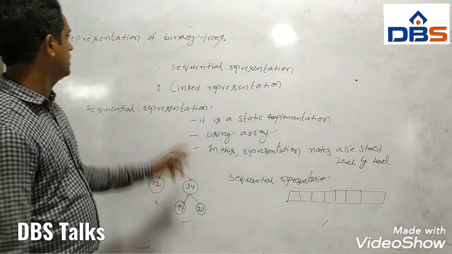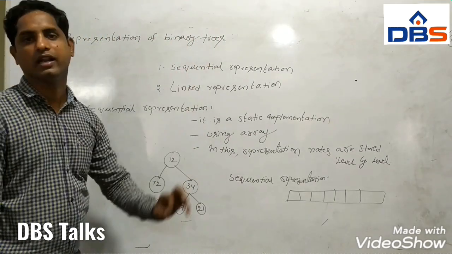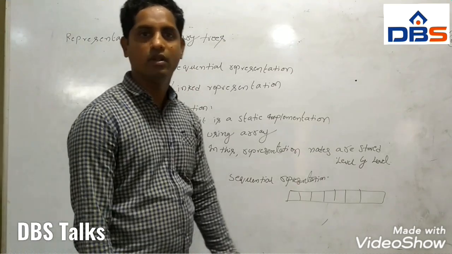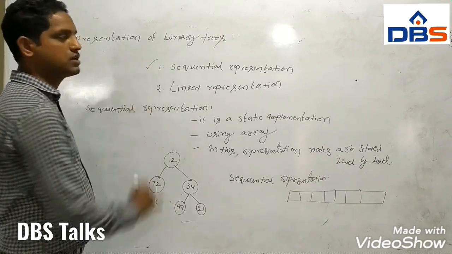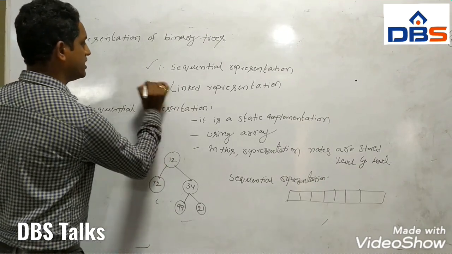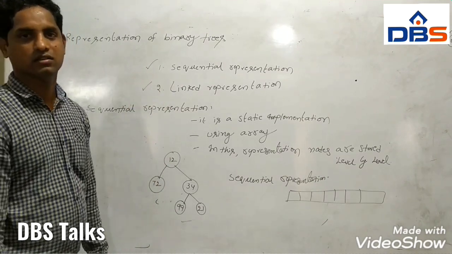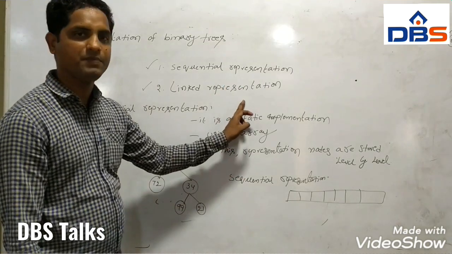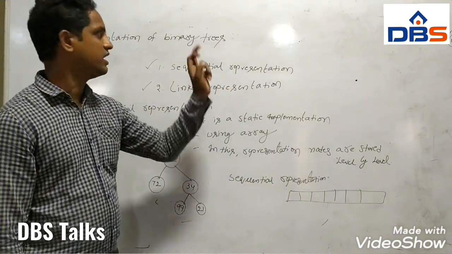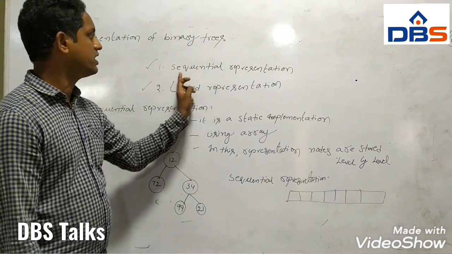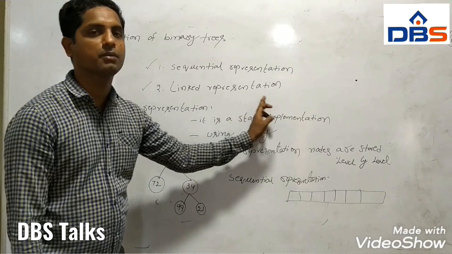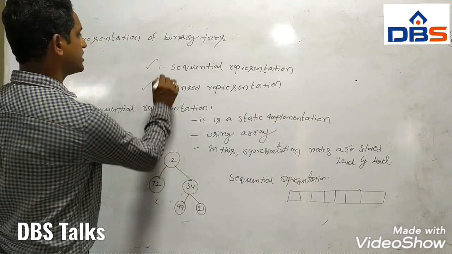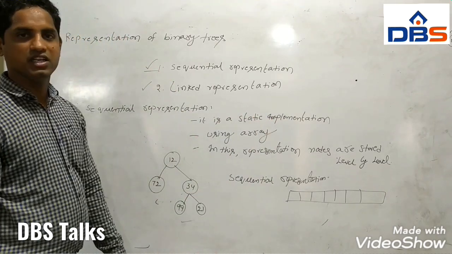Now we go for the representation of binary trees. A binary tree can be represented in two ways. The first one is sequential representation and the second one is linked representation. So first we go for the sequential representation.